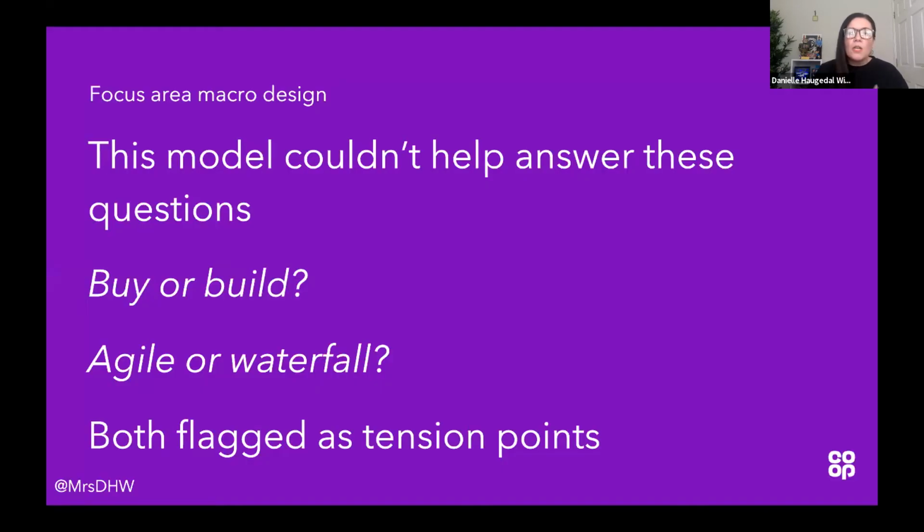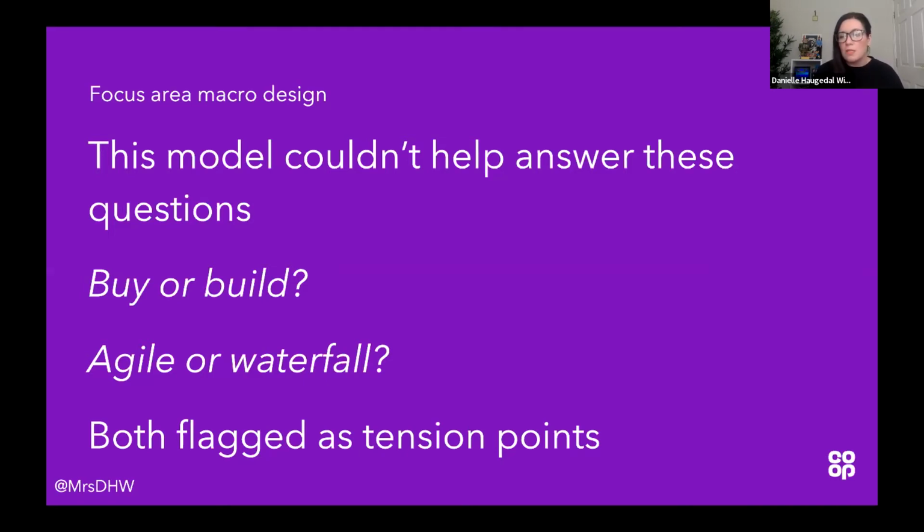What it couldn't help us answer were the questions: do we buy stuff or build stuff? And do we work in Agile or do we work in waterfall? Through the discovery, these were identified as key tension points between digital and our IT functions, because typically as new change was being delivered, it would be delivered in the way that that function knew how to do or had seen success with in the past.